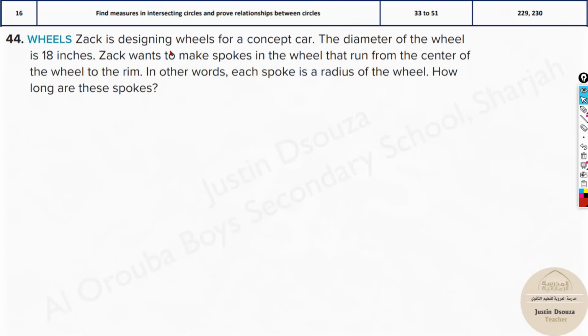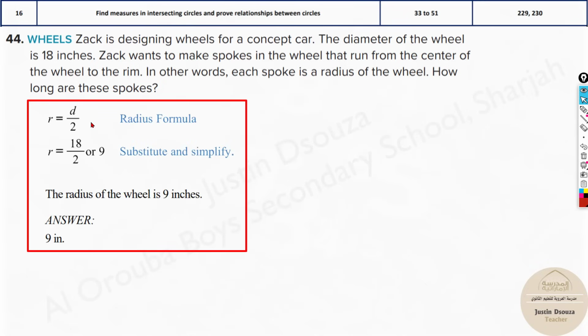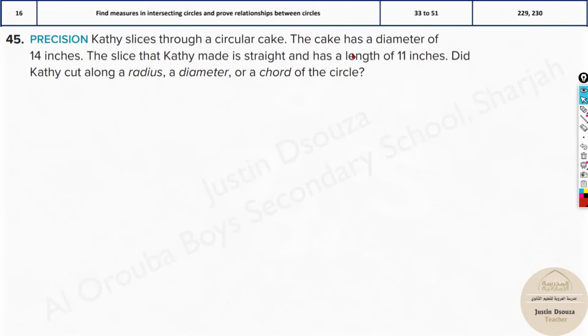And what about this question? Let's just read this. Zach is designing wheels for a concept car. The diameter of the wheel is 18 inches. Zach wants to make spokes in the wheel that run from the center of the wheel to the rim. Center of the wheel to the rim, that means it's a radius, right? In other words, each spoke is a radius. They have also mentioned it. How long are these spokes? So you're finding, see, this is the diameter told. What is the radius? Half of it, 9. Very simple.